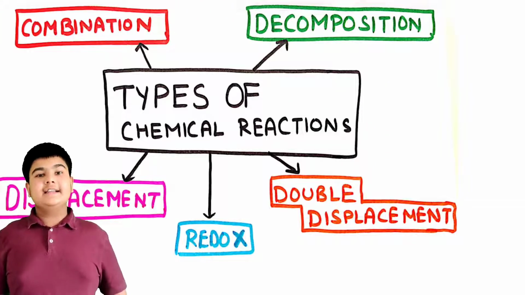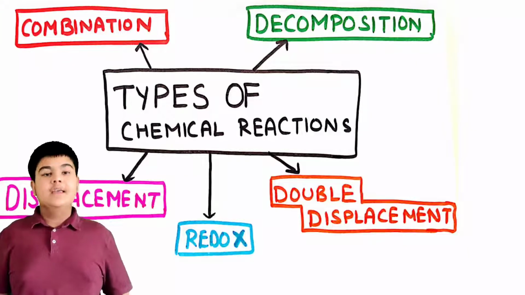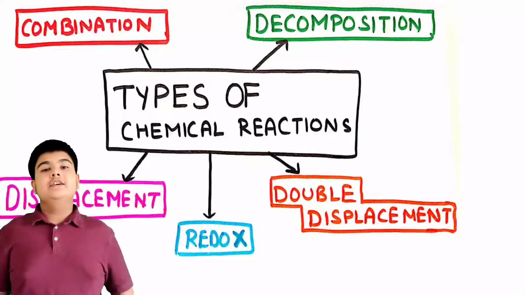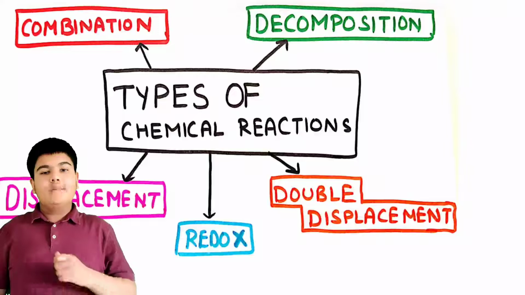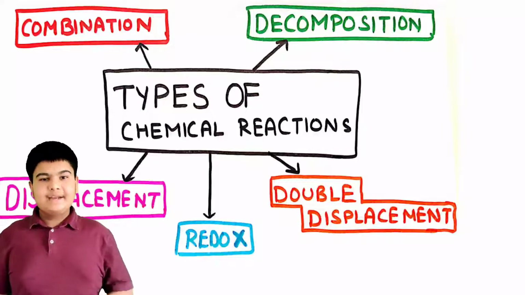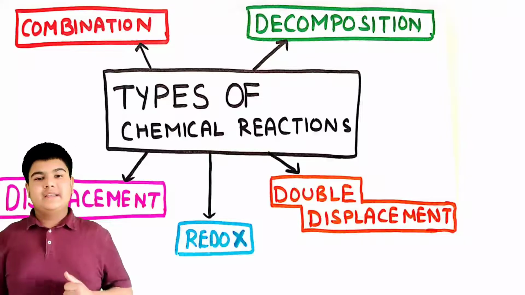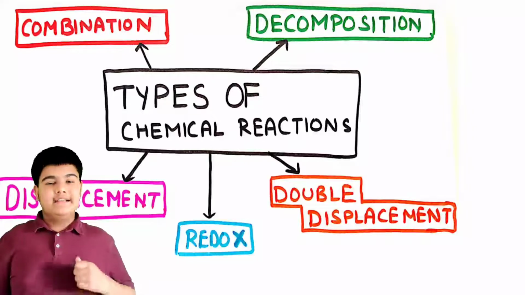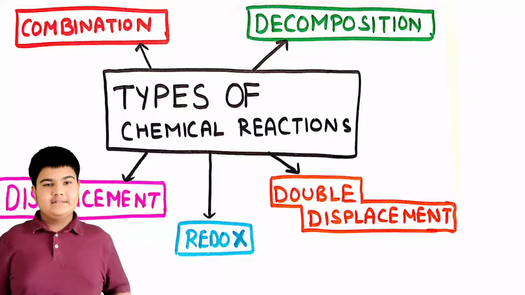First, let us discuss the types of chemical reactions. In this chapter, there are 5 types of chemical reactions: combination reactions, decomposition reactions, displacement reactions, double displacement reactions, and redox reactions. Now, we will discuss them in detail with the help of various examples.